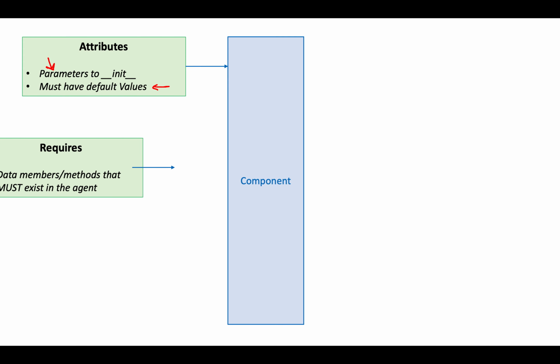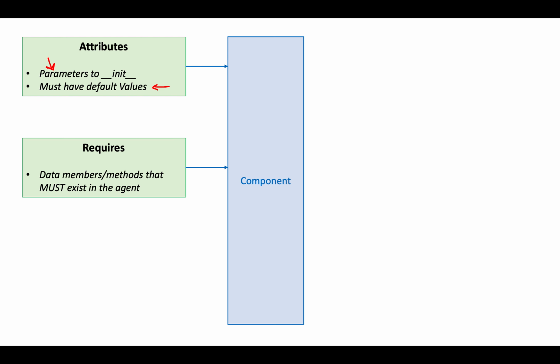The second thing is a set of requirements. In the documentation of the component, you will find that under the section called requires, it lists a set of data members or methods that the component expects to exist in the agent. I'll give an example of that later during this video. But if this data member or method doesn't exist in the agent, the component will simply fail to act. Okay.